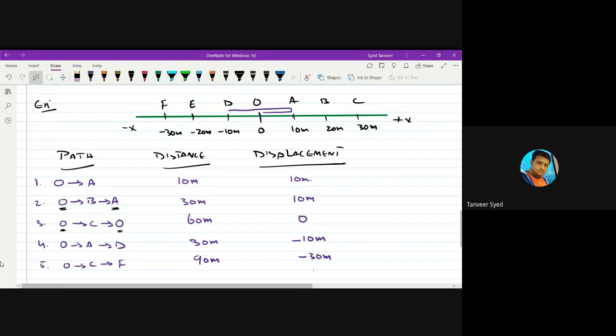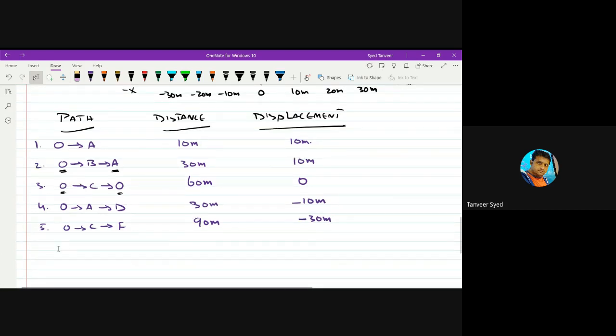This is the difference between distance and displacement. Distance will always be positive. Displacement can be positive, negative, or even zero, depending on the initial and final positions of the body. If you take the ratio of distance to displacement, you will always get greater than or equal to 1: 10 by 10, 30 by 10, 60 by 0, which is of course infinity, an exceptional case, and 30 by 10, 90 by 30, all greater than or equal to 1.